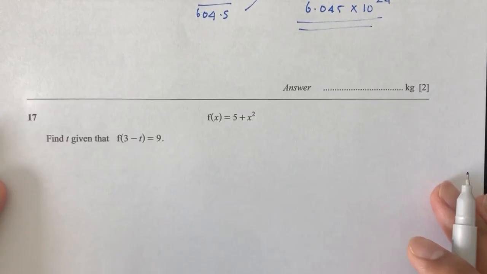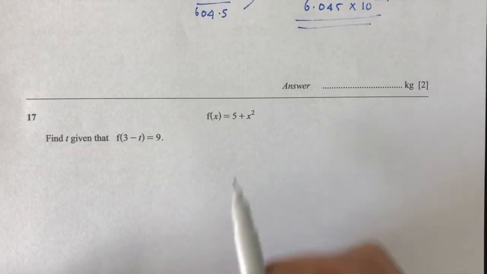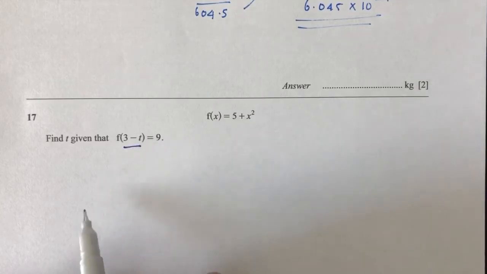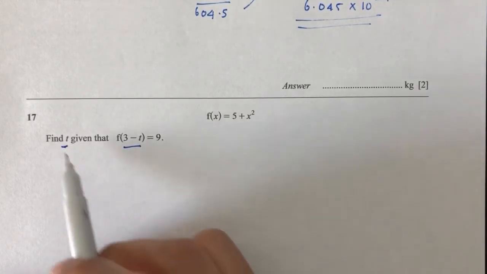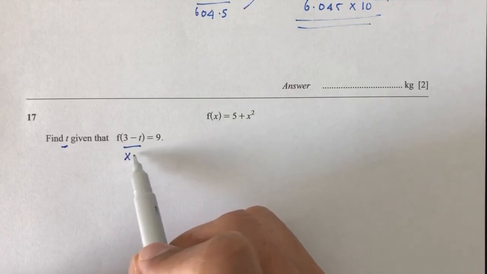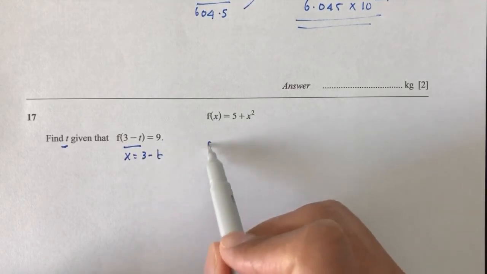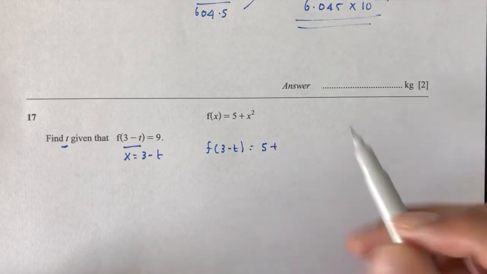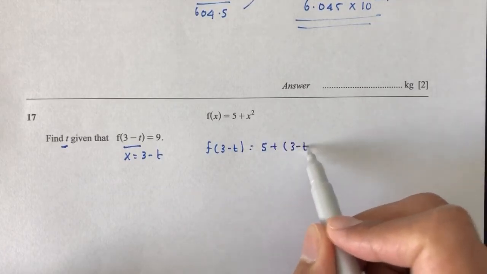So now question number 17 is a function question. We have f of x equal to 5 plus x squared. Find the value of t. So we have to first replace the value of x by 3 minus t. So f of 3 minus t will be what? 5 plus (3 minus t) squared.